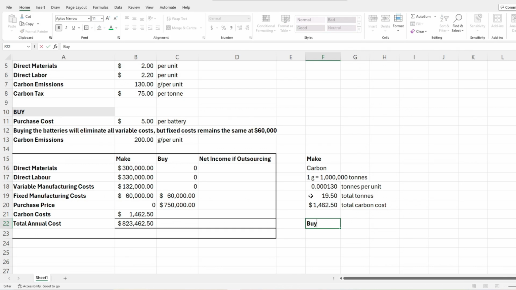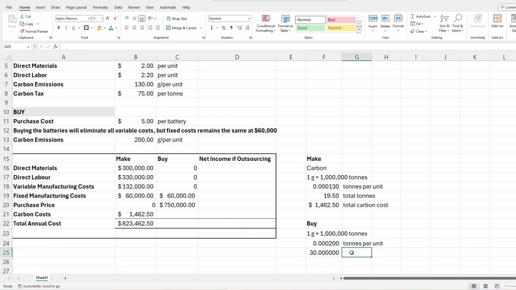So here I'll just write buy. So again, remember 1 gram is equal to 1 millionth of a ton. And then the amount of grams that we have is 200. Sorry, 200 divided by a million. I'll move the decimal over so you can see the full number. So this gives us our tons per unit. And I'll take that times the amount of units, so 150,000. This is the total tons.